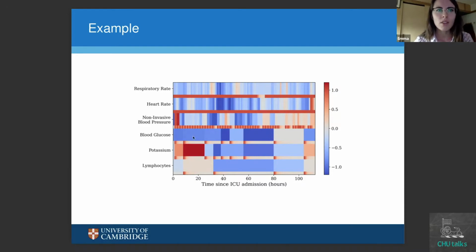But then we have these other three variables, which are lab results. So we can see this is way more irregular, although there might be a pattern towards here where they're taken once every 24 hours-ish. But we have to be prepared for this to be any kind of pattern.